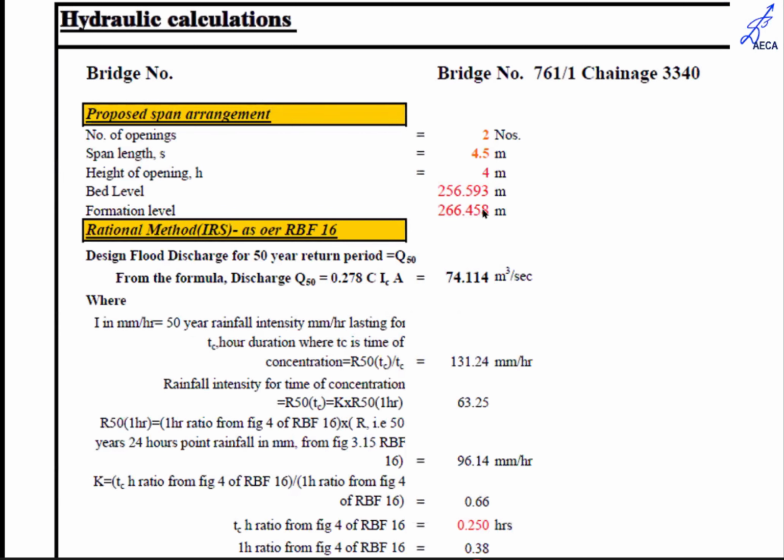So we will discuss these equations further with respect to a particular bridge in our Vardhan-Nanded line, where we had a small bridge, one of the many bridges in that line, with two openings, a span length of 4.5 meters and a height of 4 meters.